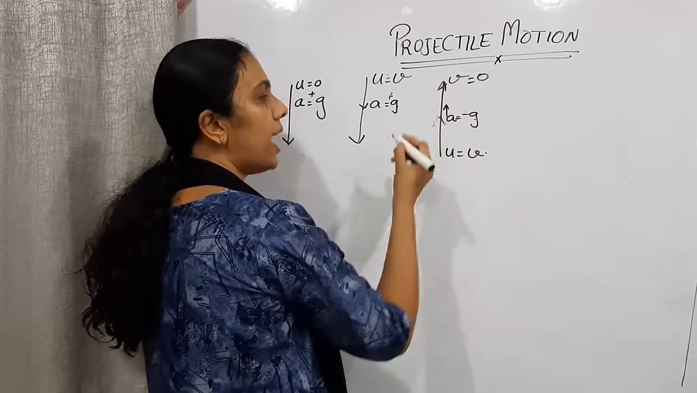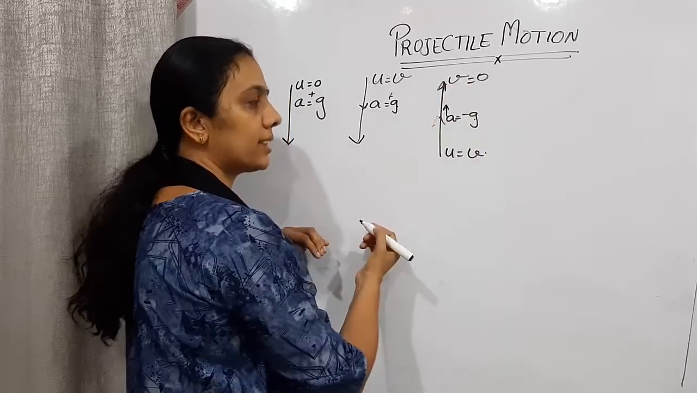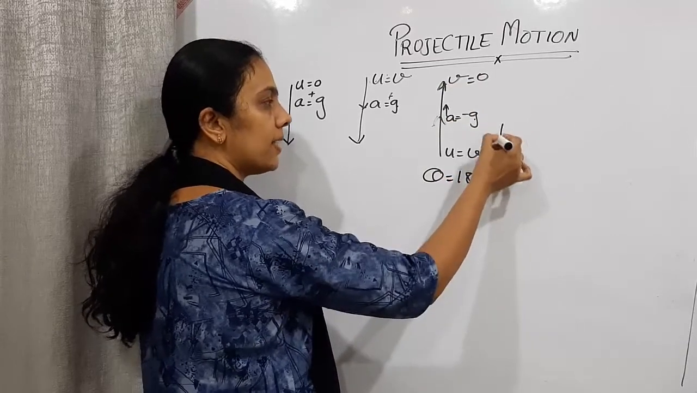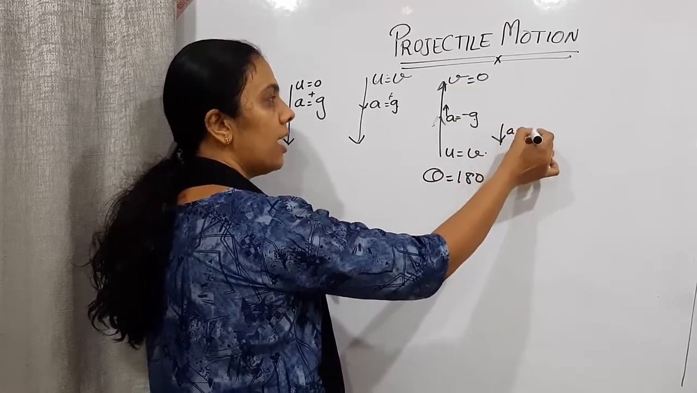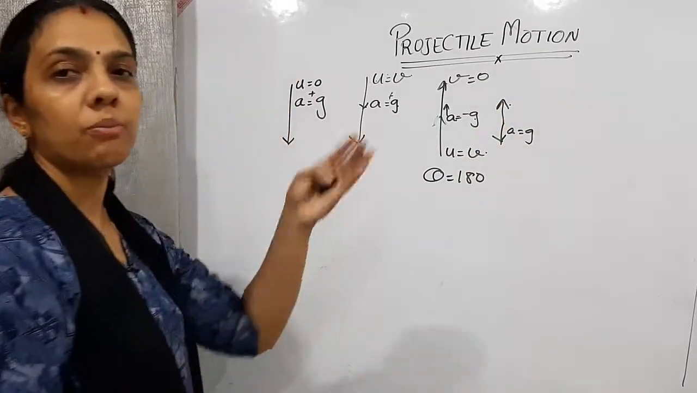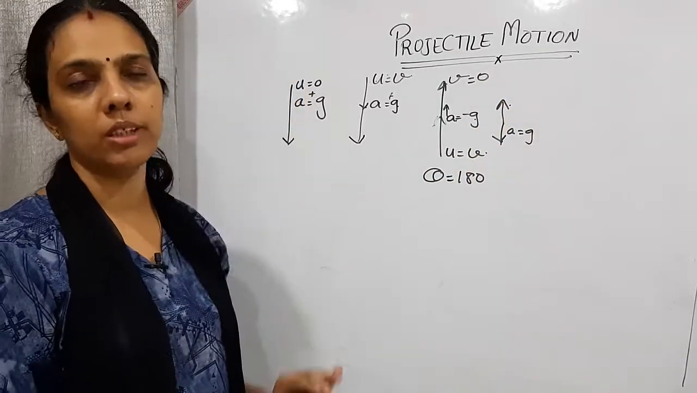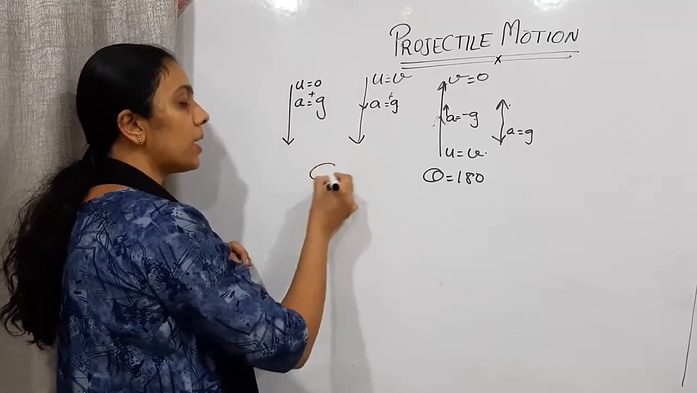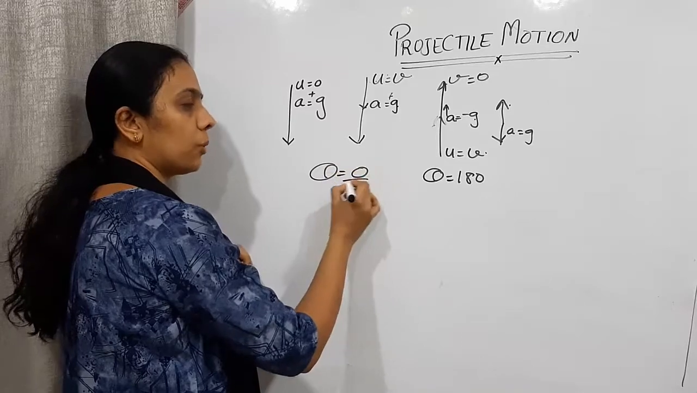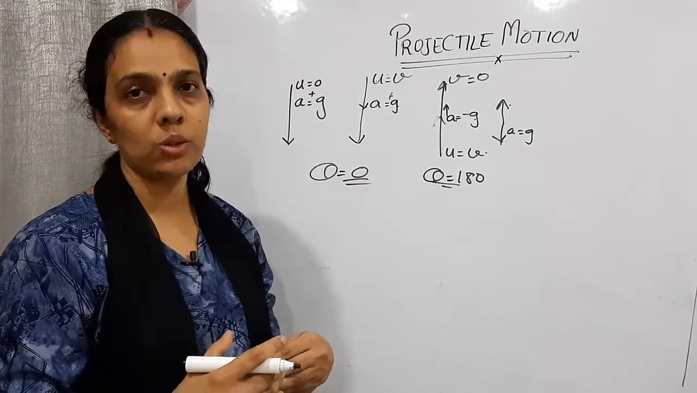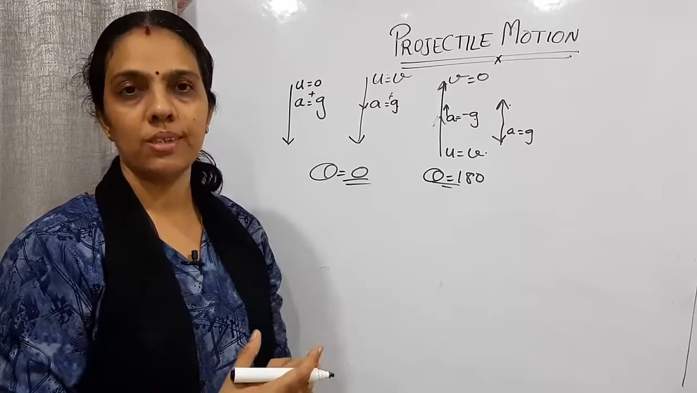In the upward direction, acceleration is minus g. So what will be the angle between velocity and acceleration? Angle will be equal to 180 degrees, because acceleration is acting in the downward direction, but the object is moving in the upward direction. So theta is 180 degrees. But in the two earlier cases, theta will be equal to 0. Right? So in between 0 and 180 degrees also, there will be some motions.